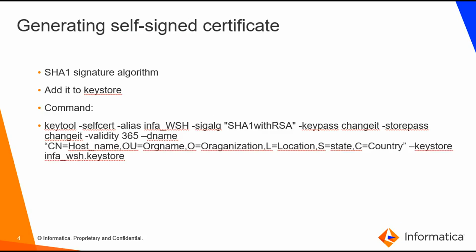After generating the keystore file, we need to generate a self-signed certificate. In this demo, I'm using the SHA-1 signature algorithm with the RSA key. The command is as follows: keytool -selfcert, the alias of the file and the signature algorithm which I'm using, and the key pass and store pass which I've used earlier, the validity, and the keystore file name and the location we have to give.